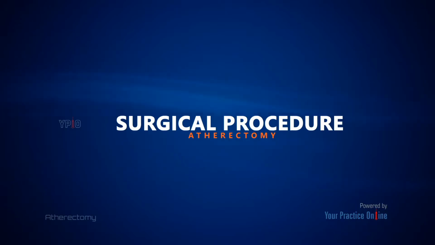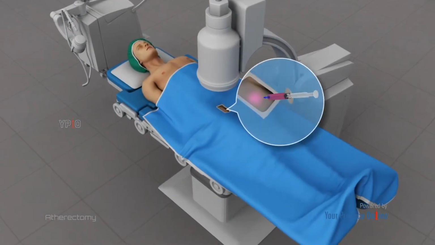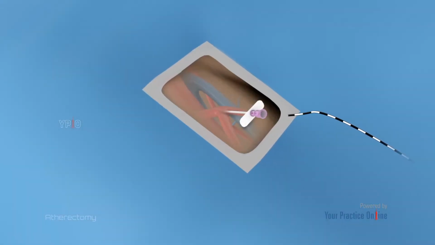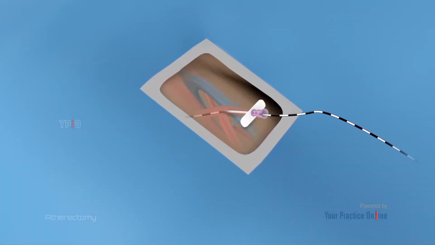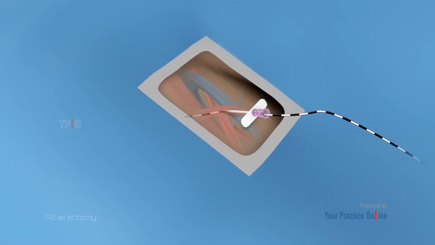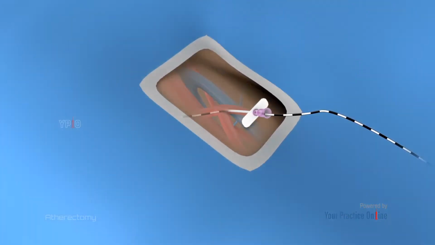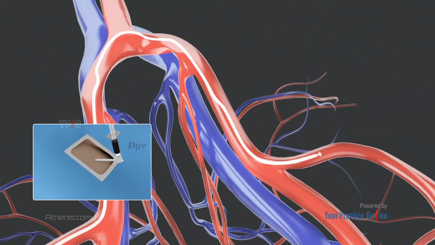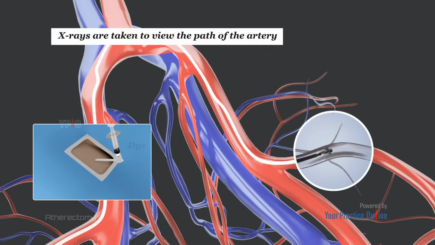Surgical procedure. Atherectomy is performed under local anesthesia. A thin guide wire is threaded into the blocked artery with the help of a small needle that is inserted into a blood vessel in the groin area. This guides the catheter to the blockage, at which point a dye is injected into the artery, and X-rays are taken to view the path of the artery.